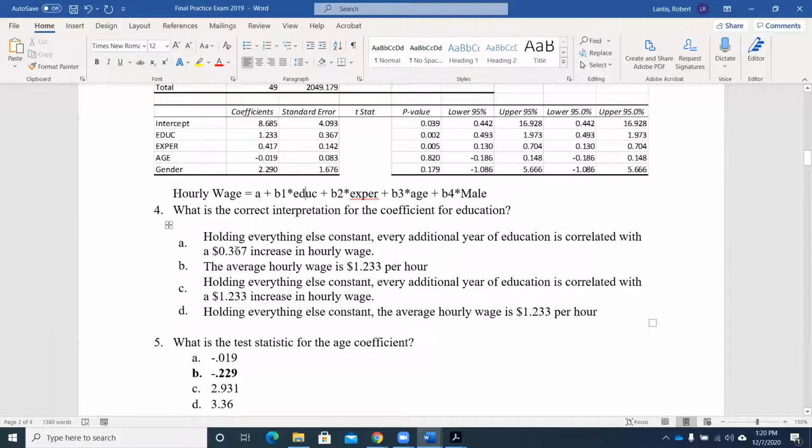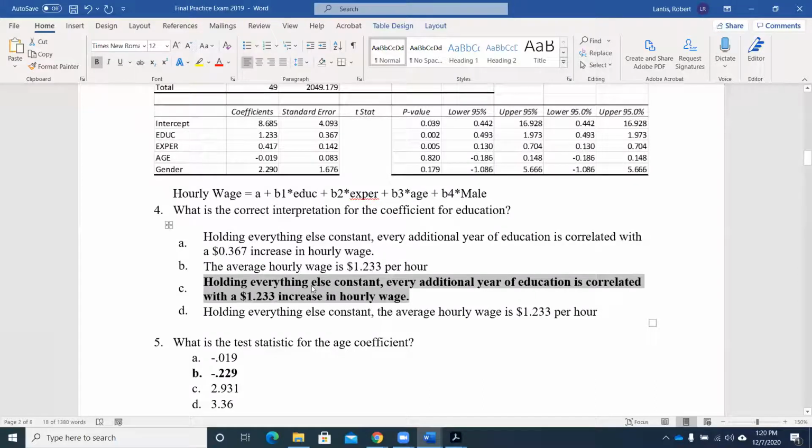So first of all, we should be looking for that 1.23 coefficient. So A doesn't make any sense. Coefficients don't represent averages. And then it's holding everything else constant: every additional year of education is correlated with a $1.23 increase in hourly wage. Now, here this is a multiple choice question, but you should expect to be able to write this out as a short answer as well. So knowing that general interpretation will be important, okay?